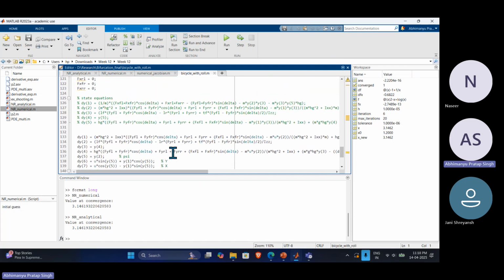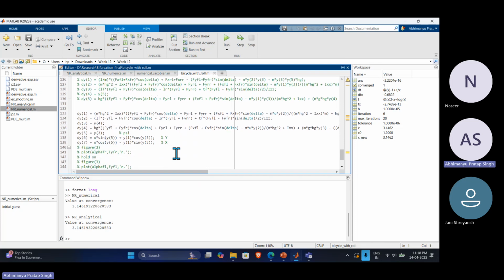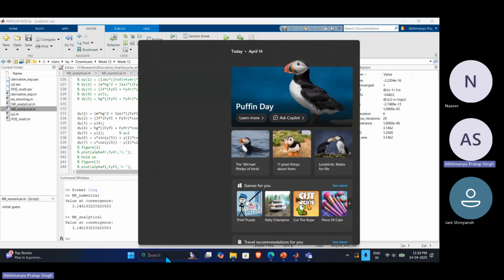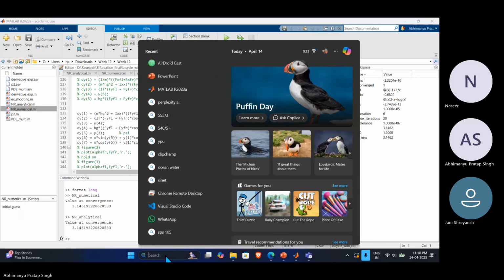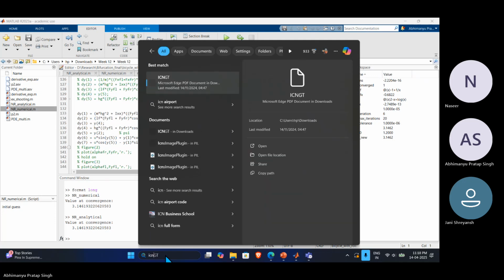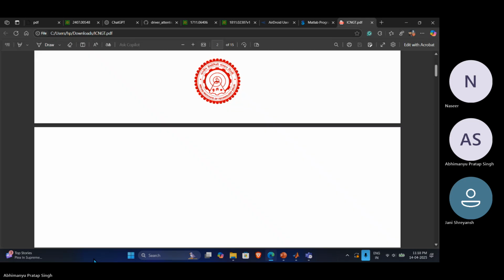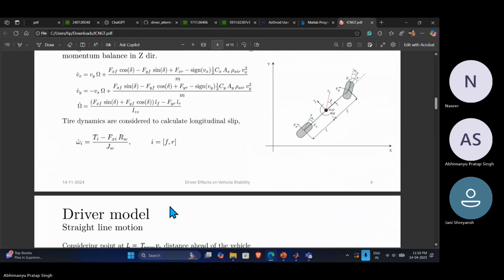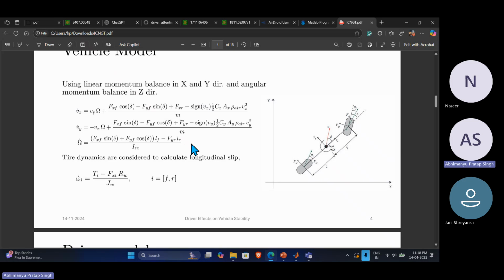I hope you can see my screen. So this is a vehicle bicycle model, a vehicle dynamic model. We are assuming that the vehicle model is replaced by a bicycle. The equations of this system are the system equations. Yeah, so these are the equations of that system.